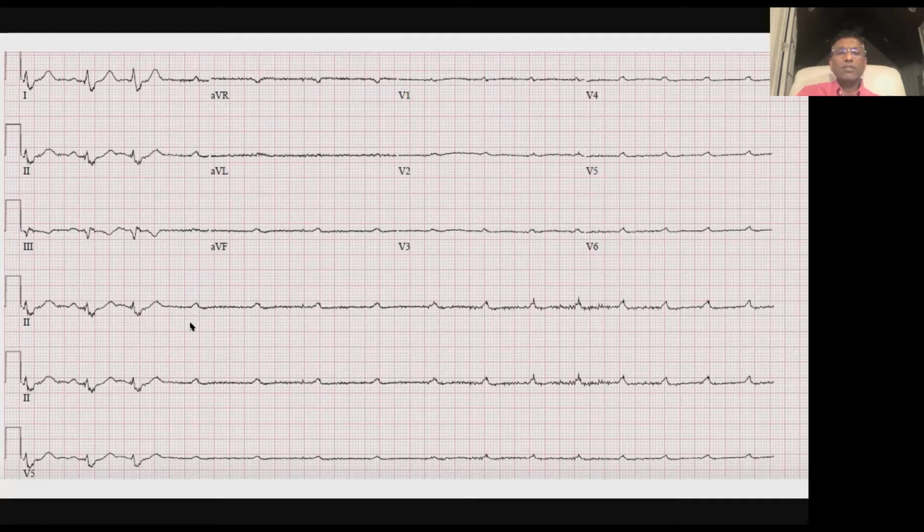Yeah, okay. I didn't really put this up as a trick tracing. I wasn't trying to fool you here, but these are the P waves. This is the P wave. This is the P wave. Here's a P wave. Here's a P wave. Now, what do you think?